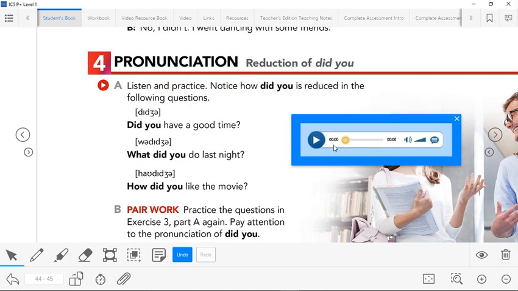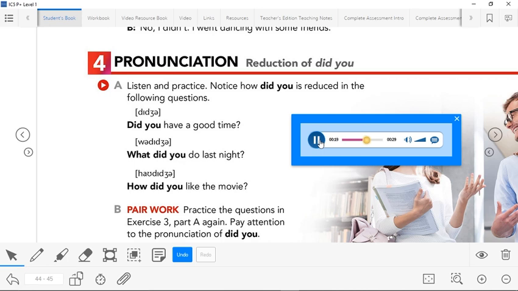Page 45. Exercise 4. Pronunciation. Reduction of did you. Part A. Listen and practice. Notice how did you is reduced in the following questions.